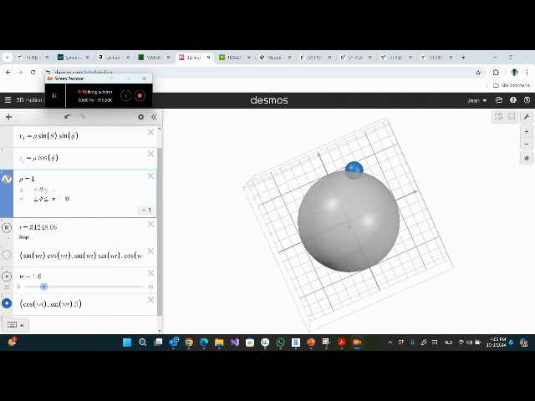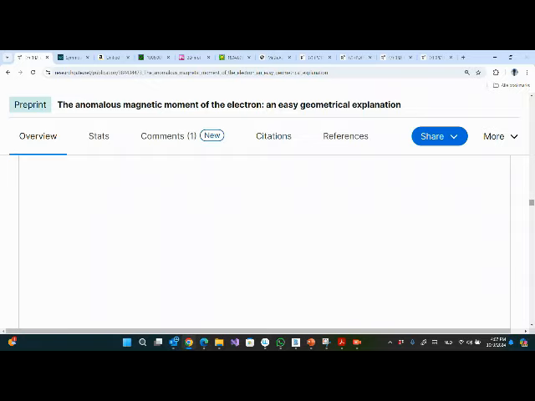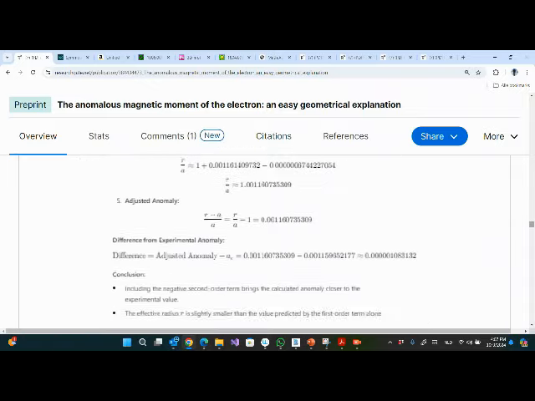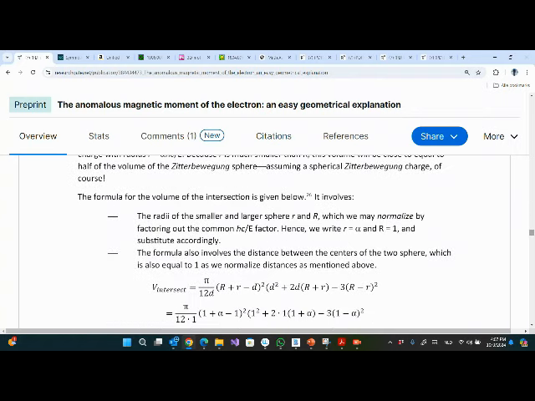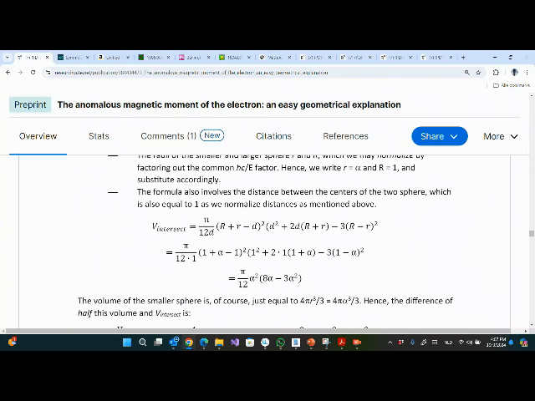Where were we before someone rang the door? We were here, yes, with this little volume, the intersection. I had a really good chat with ChatGPT o1. It gave me the formulas to calculate the volume of intersection between two spheres, one with a larger radius, capital R, plus the small radius r, and then d is the distance between the two centers of the spheres.